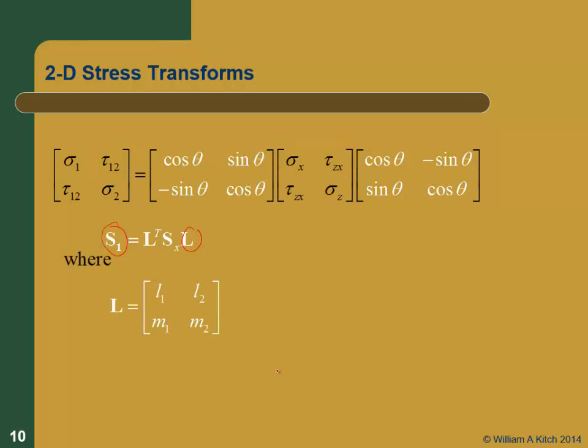And so we call this transform matrix the direction cosine matrix. It's usually just written L1, L2, M1, M2, and it's just a combination of cosines or sines of the rotation angle.